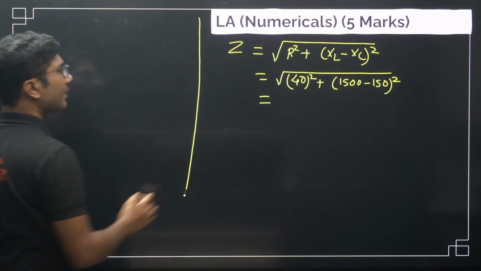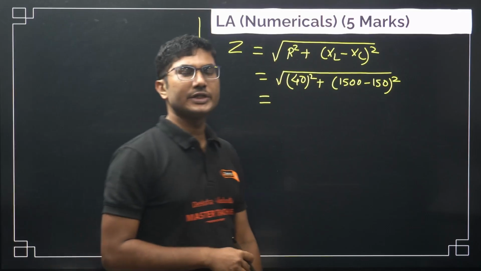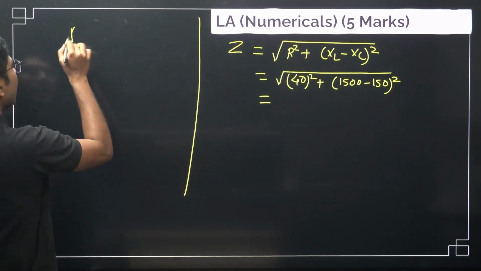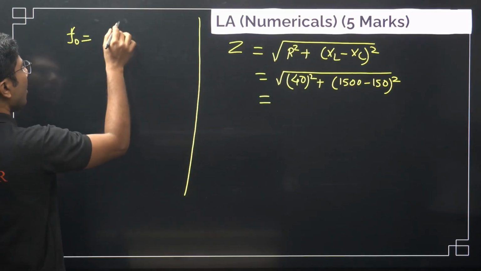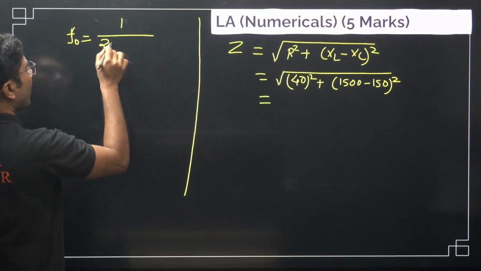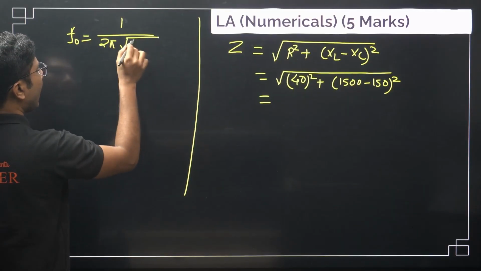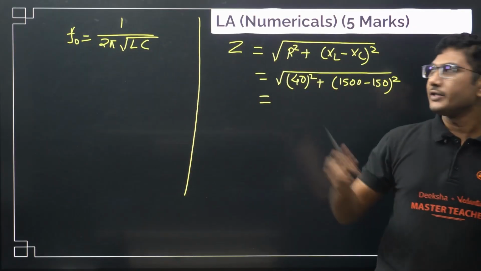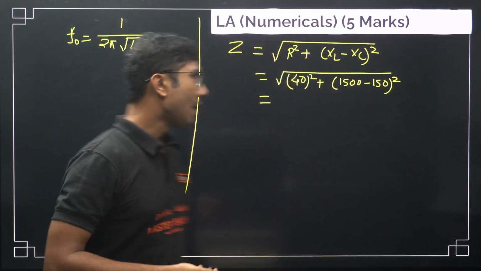Now resonance frequency, how to calculate resonance frequency? Resonance frequency is a particular frequency which is given by f naught equals 1 by 2 pi square root of L into C. So this is the formula for resonant frequency. If you use this formula directly, you can answer it.